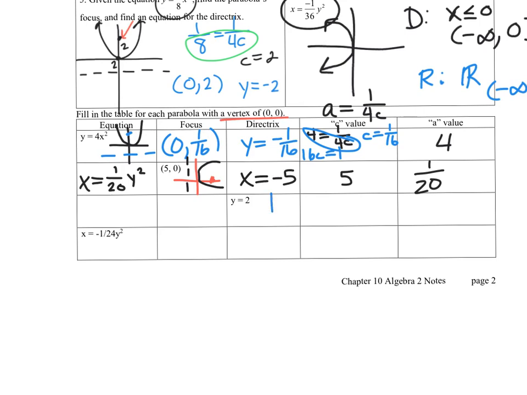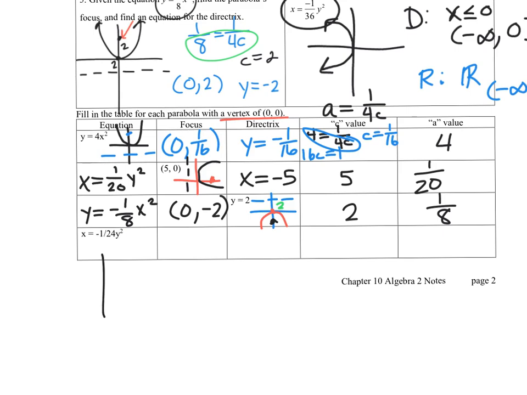Okay, third one, if y equals 2 is my directrix, this must mean that the parabola is going to open down. So my c value is 2, which makes my a value 1 over 8. My focus must be (0, -2), because it's down on the y-axis. And my equation is going to be y equals, because the parabola is opening downward, it's going to be negative. So it's going to be negative 1/8 x squared.